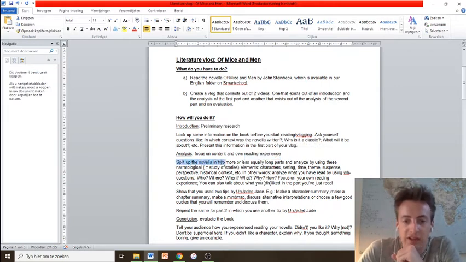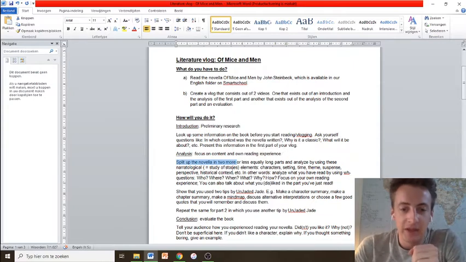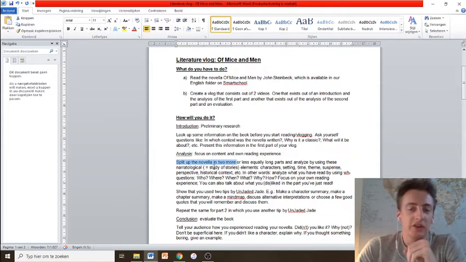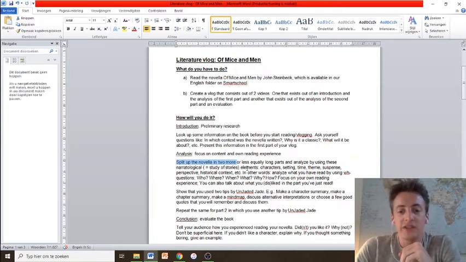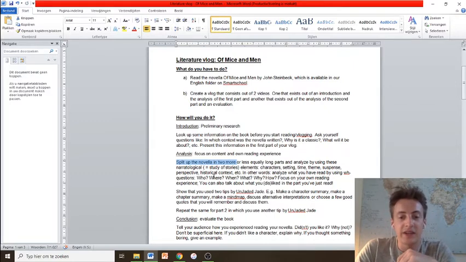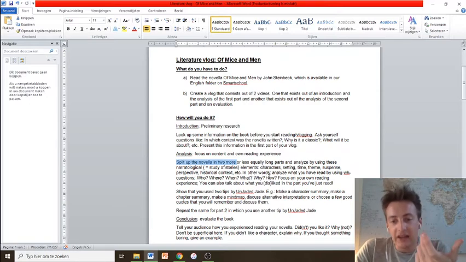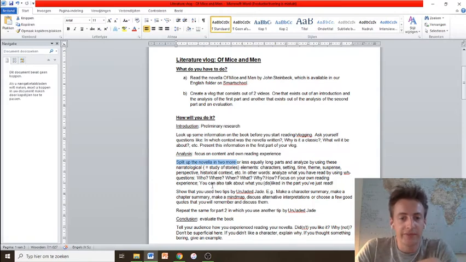So split up the novella in two more or less equally long parts and analyze them by using these narratology elements. Narratology is the study of stories. Character, setting, time, theme, suspense, perspective, historical context, etc. In other words, analyze what you have read by using WH questions. Who, where, when, what, why, how, and so on.